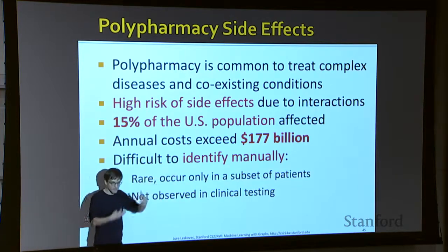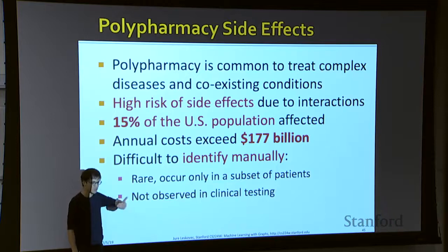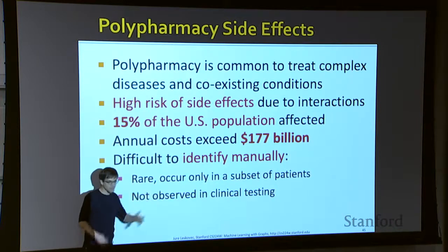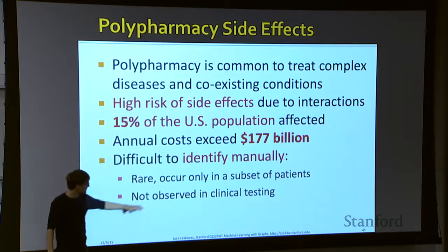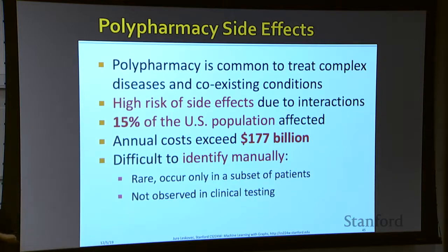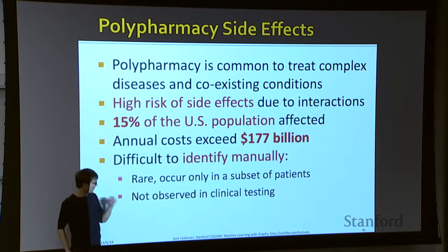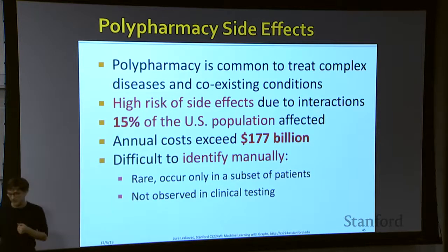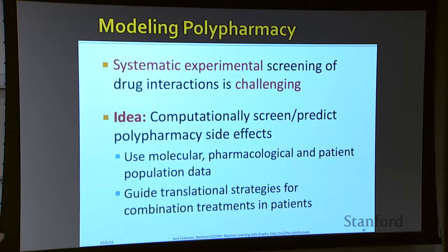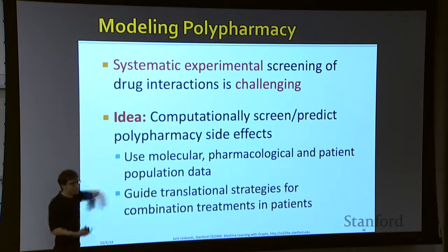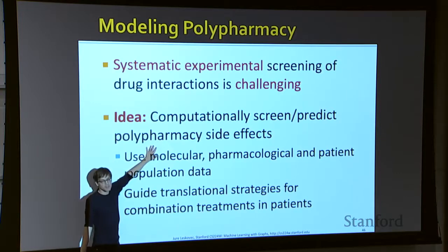Identifying, as I said, these side effects manually is super inefficient because they are rare. They may only occur on a subset of patients. They are not observed during clinical testing. So the only way we learn about them is through this reporting system. That's very inefficient. So the question is, could you use computational methods to predict what side effects may happen?